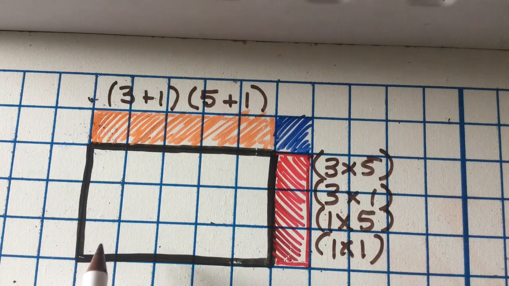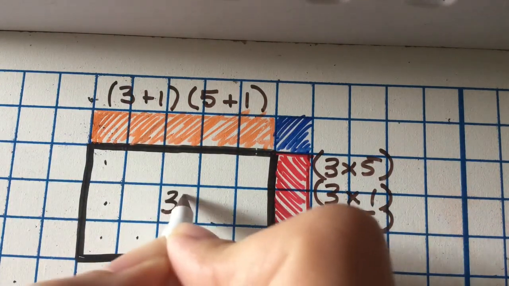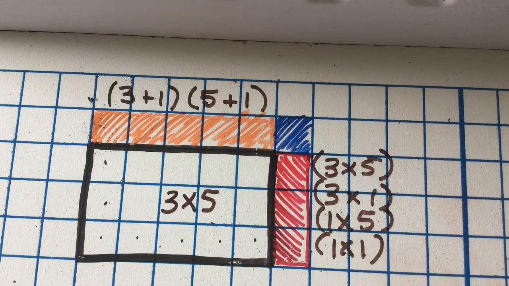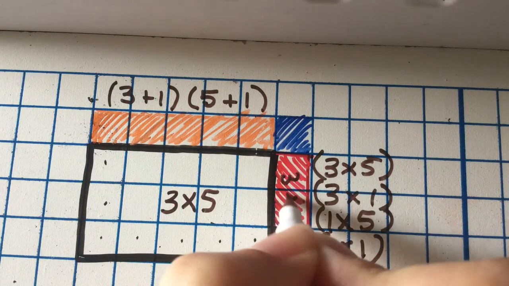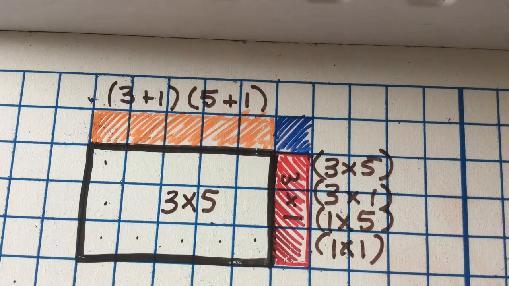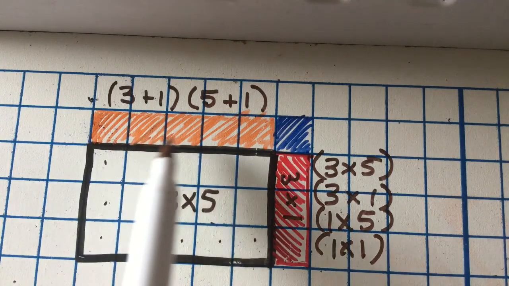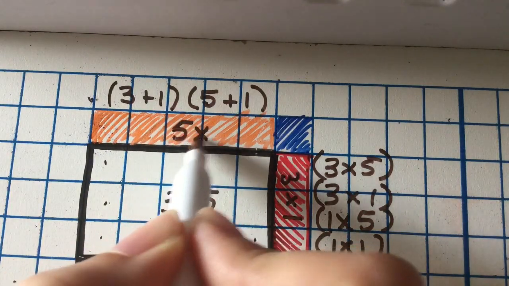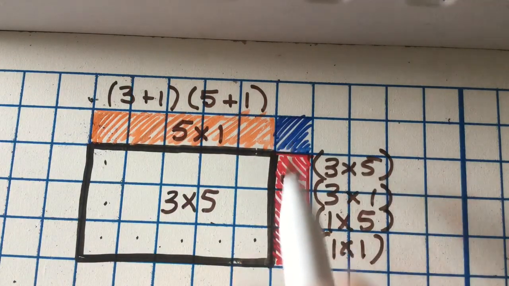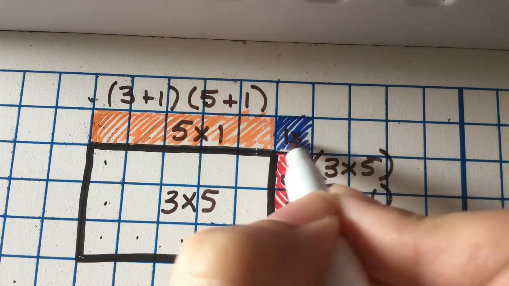I see that this rectangle is 5 units wide and it is 3 units tall. It is 3 by 5. I see that this rectangle is 3 units tall and 1 unit wide. It is 3 by 1. This rectangle is 5 units wide and 1 unit tall. It is 5 by 1. And my little square here is 1 by 1.